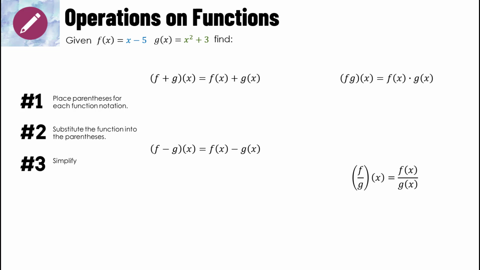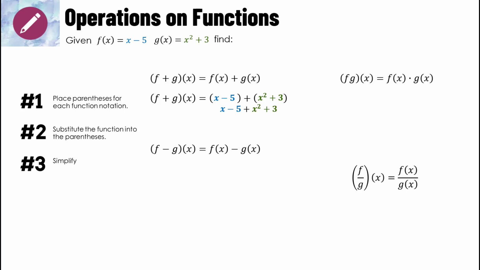Given f of x equals x minus 5, g of x equals x squared plus 3, find. We're going to do the first one. F plus g of x equals f of x plus g of x. The first thing I tell you to do is place a parentheses for each function notation. Everywhere I have an f of x, I put a parentheses. Everywhere I have a g of x, I put a parentheses. Next, we're going to substitute the function into the parentheses. So f of x is x minus 5. G of x is x squared plus 3. Then we're going to simplify.